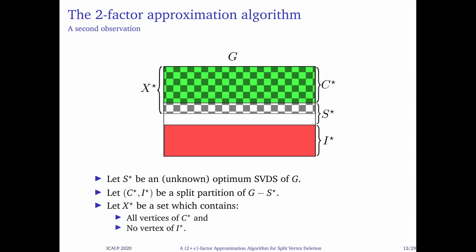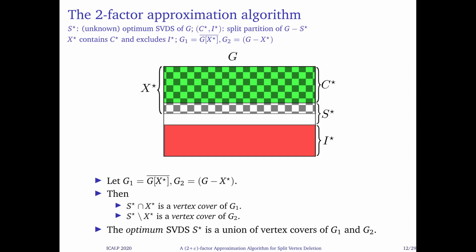Now we look at a slightly less trivial observation. Again consider graph G. Now let S star be an unknown optimum split vertex deletion set of G, and let C star and I star be the split partition of G minus S star. Now consider a set X star which contains all the vertices of the clique C star and none of the vertices of the independent set I star. Let G1 be the graph obtained by taking the complement of the graph induced by X star, and let G2 be G minus X star.